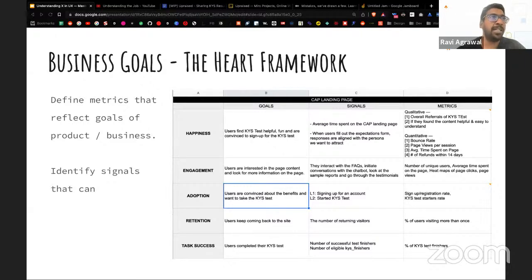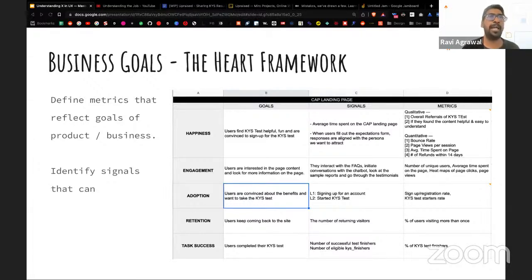Now, when we designed the landing page, we wanted to know whether we have met the business goals, yes or no. So how do we go about really measuring the different parts of the landing page? How do we know that the landing page is successful? Do the users find the KYS test helpful, fun, and are they convinced to sign up for the KYS test? That is a goal of happiness. And what are some metrics that you can track to find out whether this goal is achieved? Are people referring after taking a test? Are they referring the test to others?